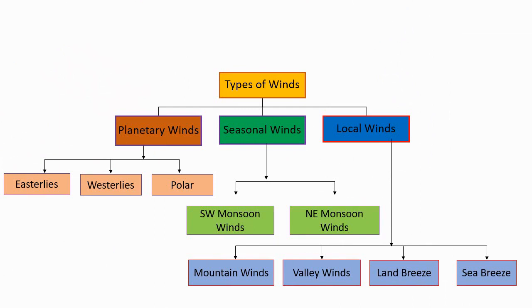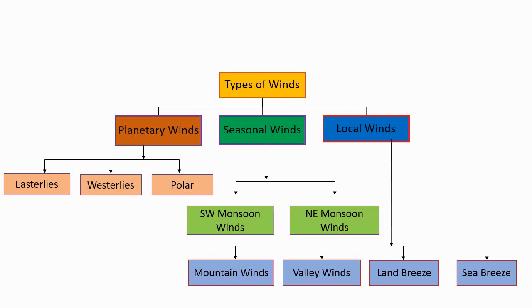Winds are known by the direction from which they blow. The direction of blowing, the duration, the regions covered, and the condition of the air determine the following wind types. There are three types of wind: planetary winds, seasonal winds, and local winds. Under planetary winds, we have three more types. Those are easterlies, westerlies, and polar winds.